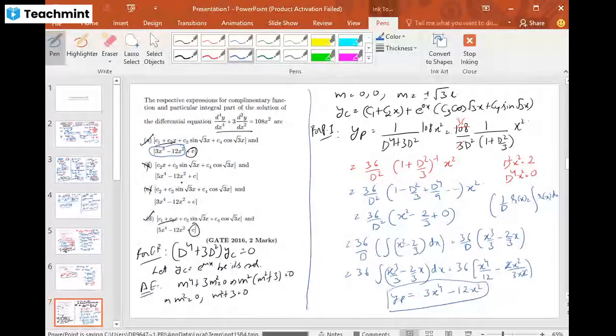So this is the correct option. Although this option is also here, the C2 x term is missing here, so that's why this option is not the correct one. So this is the correct answer here, the suitable one, because although here we have an arbitrary constant, our arbitrary constant should not be there. Okay, so this is the correct answer.